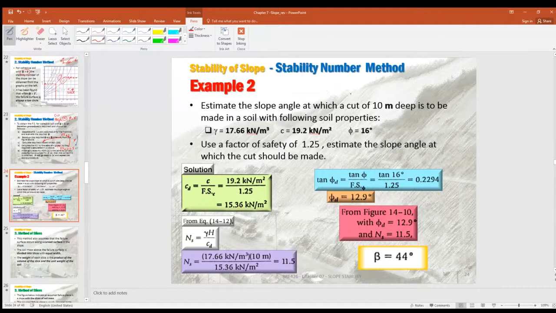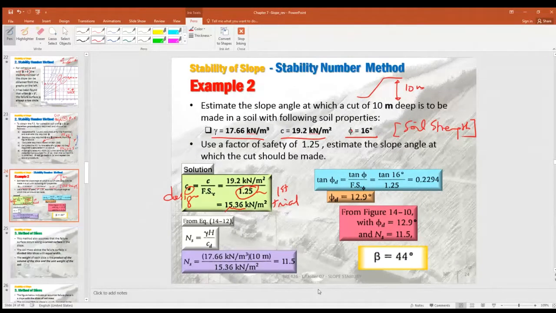To illustrate how the procedures are carried out for the stability number method, now let's take a look at example two. Example two, you've got a slope 10 meters high. You've got the gamma and the C. Now that is the soil strength. So for the design, D for design, we will not use 100% of 19.2 kPa, but we apply a safety factor, first trial 1.25. So you get a design cohesion of 15.39.